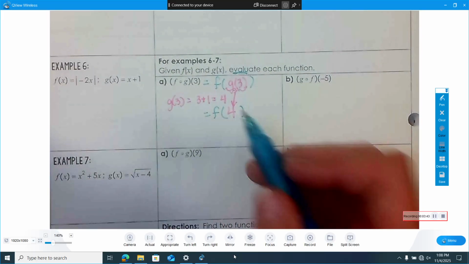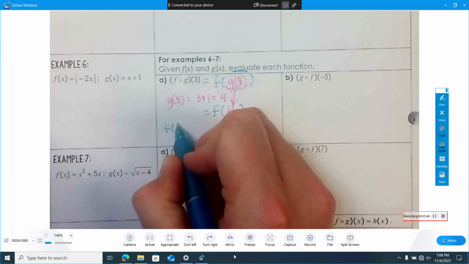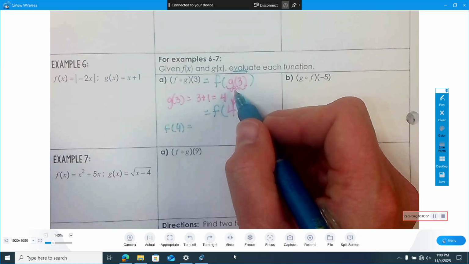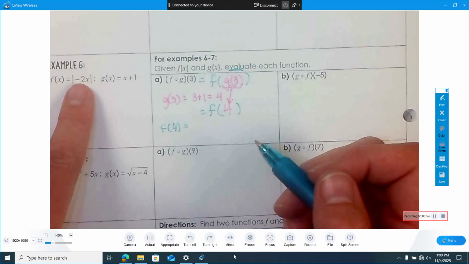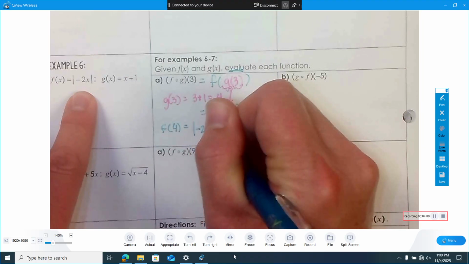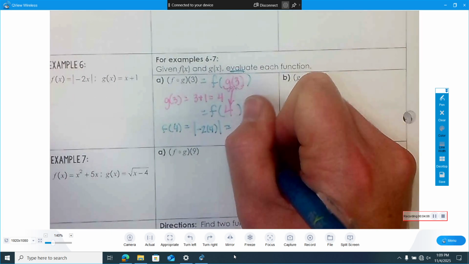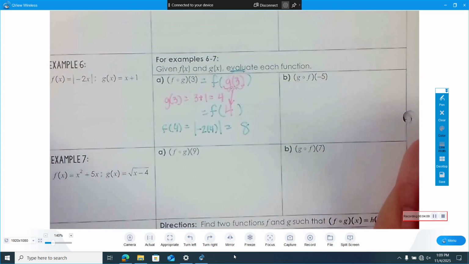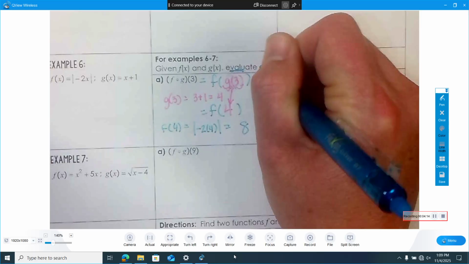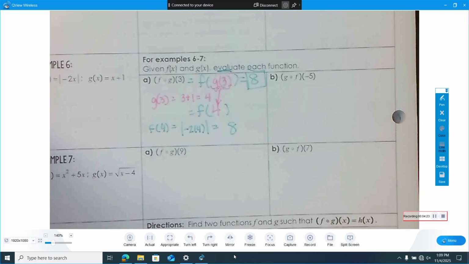So now it says, hey, go to the F function, and what does it want me to do? Plug in 4. So I'm taking the answer from G and plugging it into the F function. And so I'm going to go to my F function here and plug in the 4. So we have the absolute value of negative 2 times 4, which is what? It is 8. Okay. F of G of 3 equals 8. We are done right there. Okay. All right. It's not that bad. It's just one step at a time.